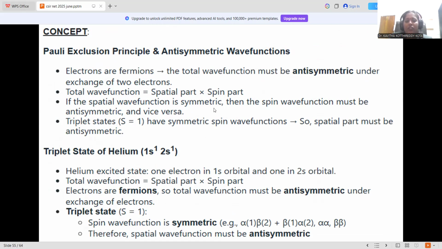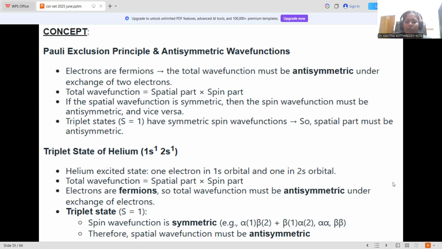If the spatial wave function is symmetric, the spin wave function must be antisymmetric and vice versa. In order to make the total wave function antisymmetric, one must be symmetric and the other must be antisymmetric. For the triplet state, S is equal to 1, so it has a symmetric spin wave function. So the spatial part must be antisymmetric. If you take the triplet state of helium 1s1 2s1, the helium excited state has one electron in the 1s orbital and another electron in the 2s orbital.